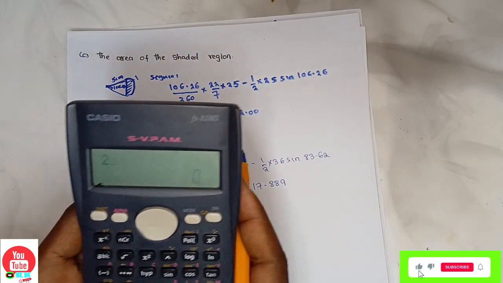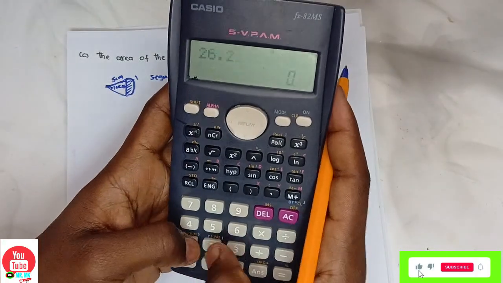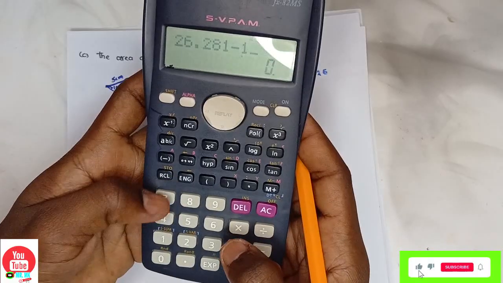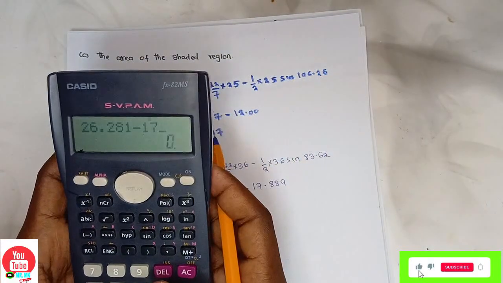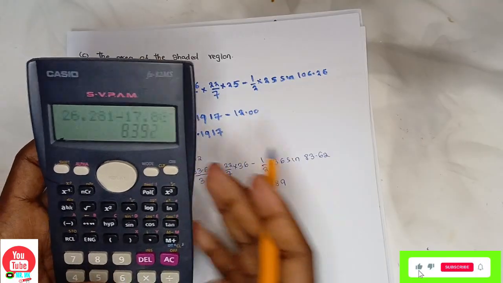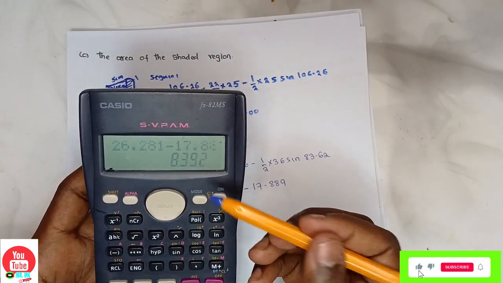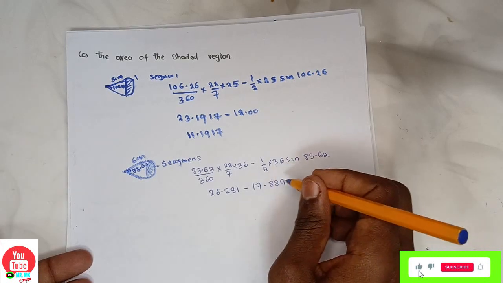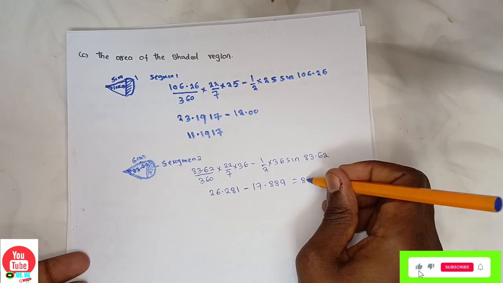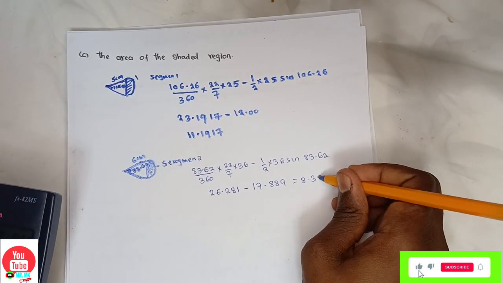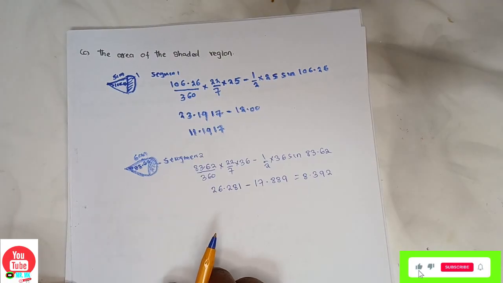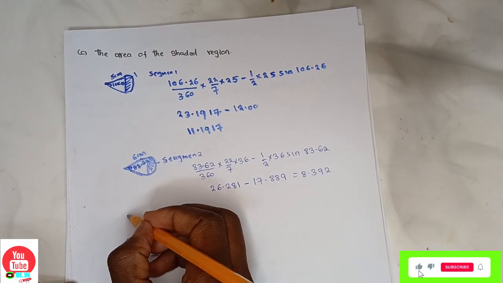Let's take 26.281 minus 17.889. When you subtract, you get 8.392.